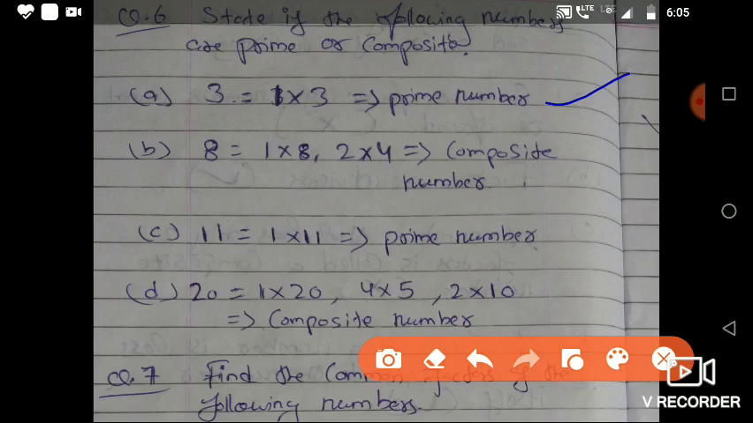Next, 8. The factors of 8 are 1 into 8, 2 into 4. So the factors of 8 are 1, 2, 4 and 8. There are 4 factors, so 8 is a composite number. Next, 11. 11 has only two factors, 1 and 11 only. So 11 is a prime number. Next, 20. 20 is a composite number because 20 has 6 factors: 1, 2, 4, 5, 10 and 20.